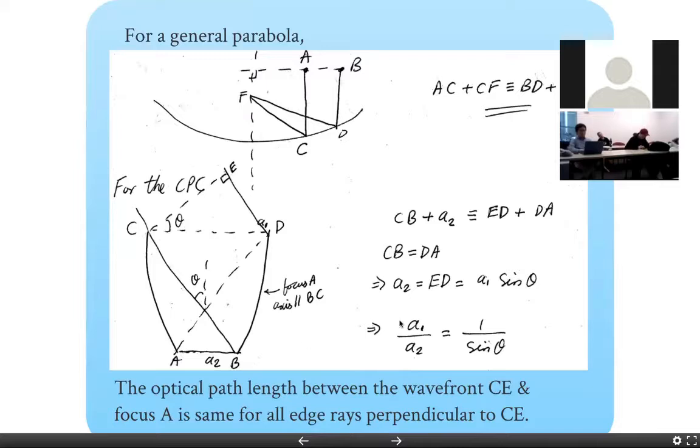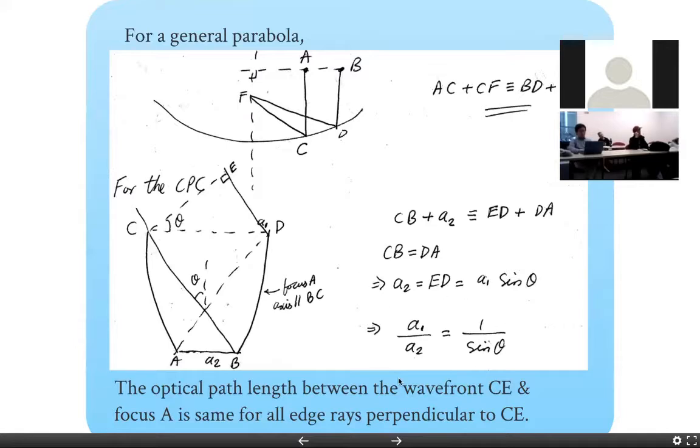Okay, so A1 over A2, which is the ratio of the entrance aperture to the exit aperture, which is also the same as the concentration factor, is now equal to 1 over sine of theta. Okay, this is a very, very important conclusion here. A1 over A2 represents the concentration factor of the CPC. It's the input aperture divided by the output aperture, equal to 1 over sine of theta, theta being the half acceptance angle of the CPC.